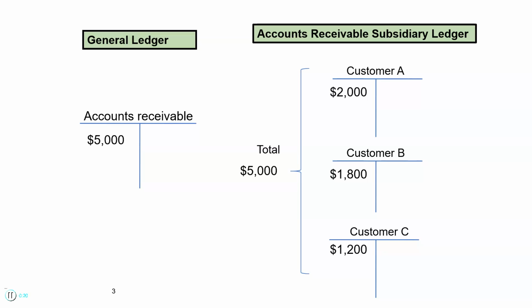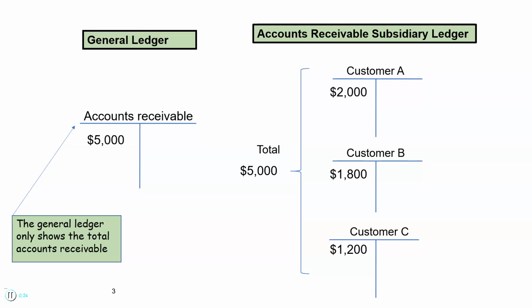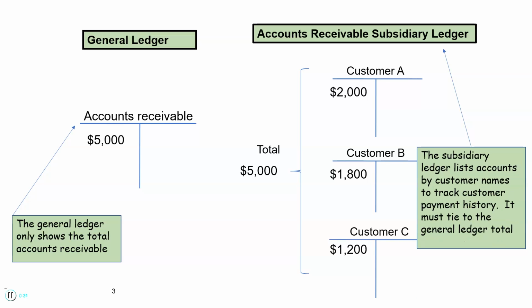Another thing to remember is we actually have the general ledger, which shows you the total for accounts receivable, but this is tied to the subsidiary ledger, which lists accounts by customer name to track customer payment history. It must tie to the general ledger.